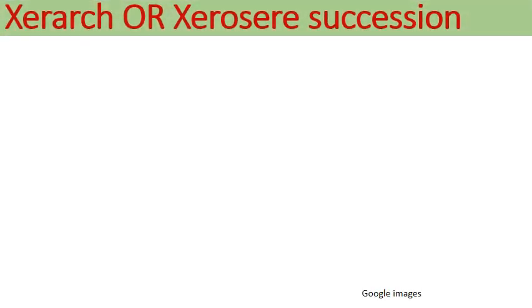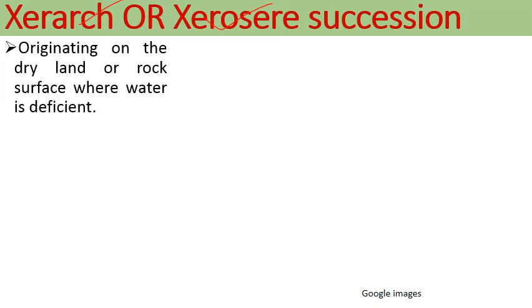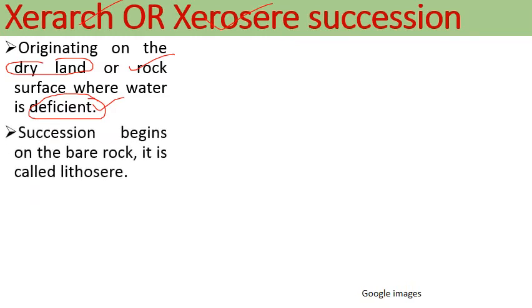Next is Xerarch or Xerosere succession. As the name indicates, ye jo succession hota hai, it occurs in dry areas like rock or dry land. So originating on the dry land or rock surface where water is deficient, जहाँ पे पानी नहीं होता है. हमने starting में पढ़ा था जो ये succession होता है दो तरह का होता है. One is lithosere, means it occurs on the surface of rock, and second was psammosere, that is succession on sand. So we will discuss about succession on rock.